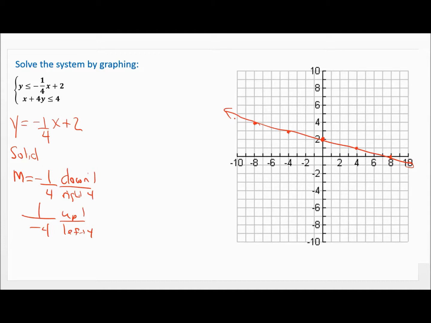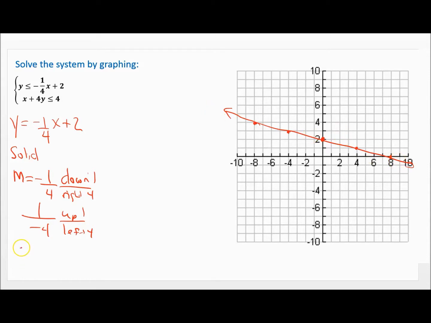Don't forget to shade. I've got to decide which side to shade. 0, 0 does not lie on my red line. Therefore, I could use it as a test point. You might be thinking, what in the world do you do if your line goes through 0, 0? Just pick a different point, like 1, 2 or something like that. But this one does not go through there, so let's pick 0, 0.